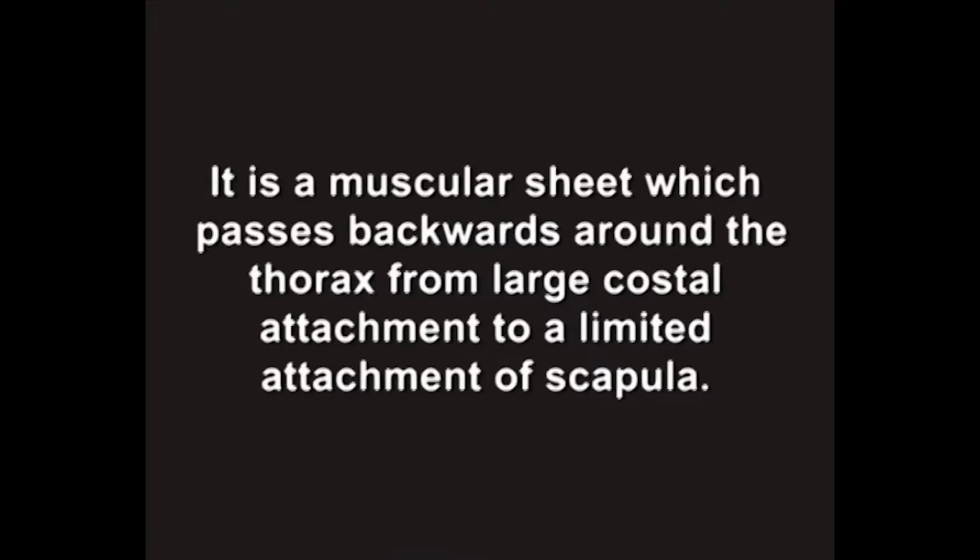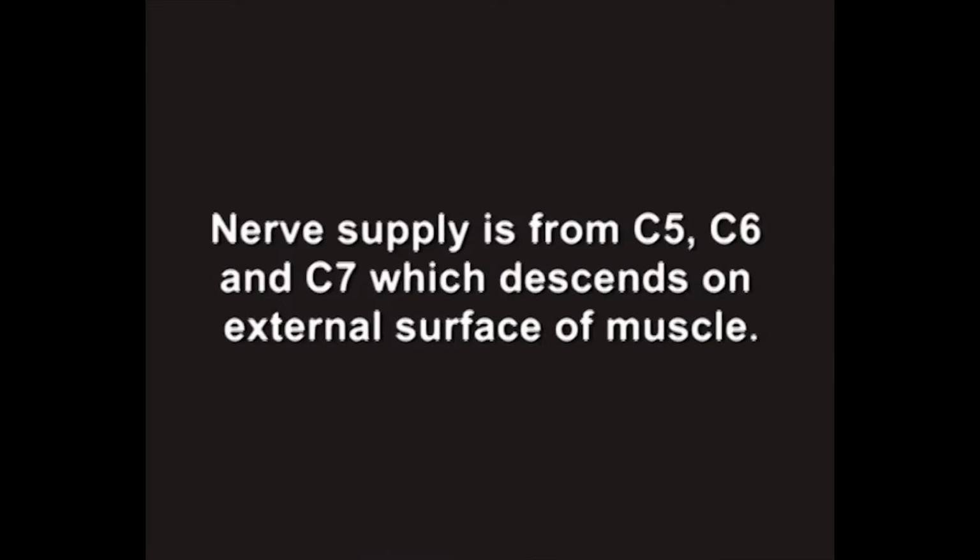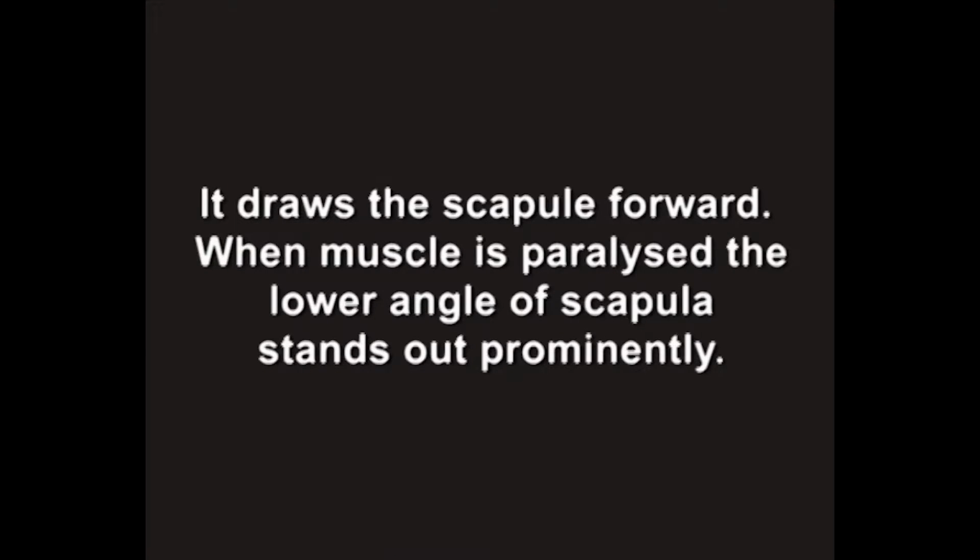Serratus anterior. It is a muscular sheath which passes backwards around the thorax from large costal attachments to a limited attachment on the scapula. Nerve supply is from C5, C6 and C7, which descends on the external surface of the muscle. It draws the scapula forward. When the muscle is paralyzed, the lower angle of the scapula stands out prominently.